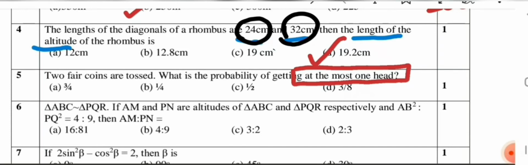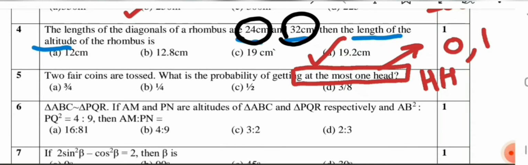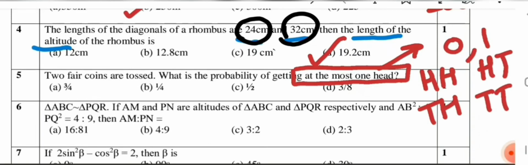So at most means maximum, ज़्यादा से ज़्यादा we can have only one head. So we can have zero heads also, or we can have one head also, but we shouldn't have more than one head. Now, when we toss two coins, what are the outcomes? We may get two heads, or one head one tail, first tail then head, or both the tails. Now we want to find out the cases where we have at most one head.